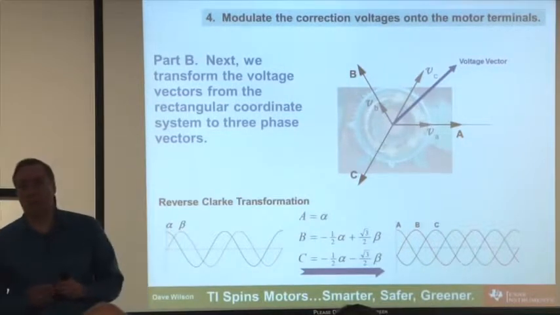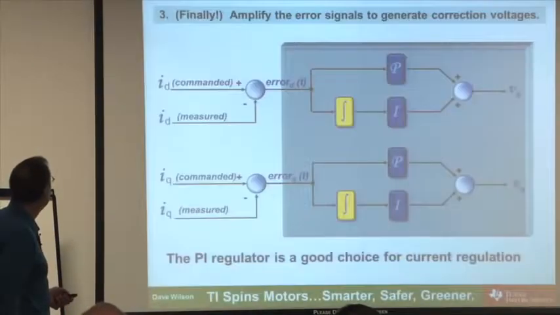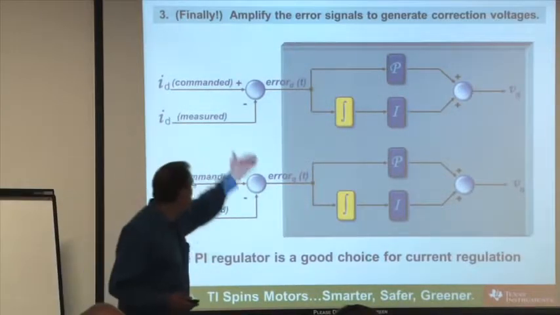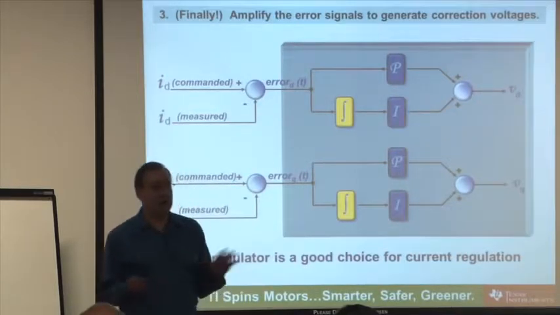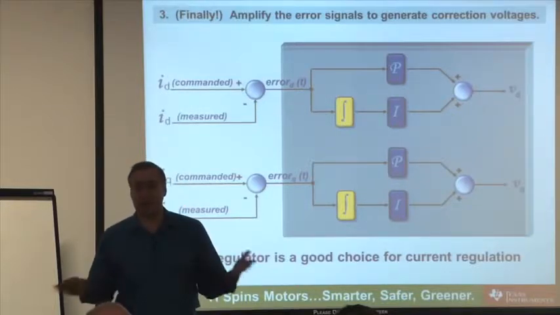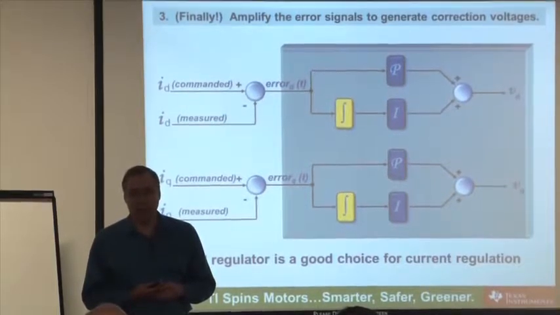A question in the back? Can you please go back to step 3 with the PI controller? Are those basically the same type of controllers for each of those, like the PI coefficients? So the question is, when we talk about the PI controllers for the D-axis and the Q-axis, are they the same values that we use for P and I, and also, is it the same topology? The answer is yes and no. It's exactly the same topology, but not necessarily the same P and I coefficients. We'll get into that a little bit later.